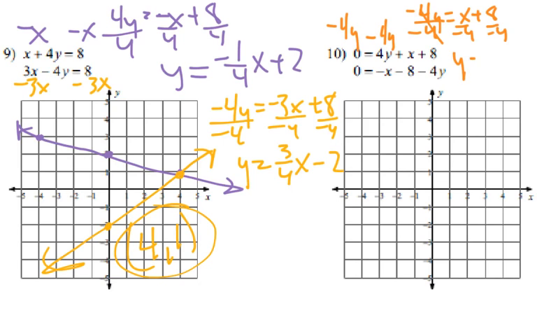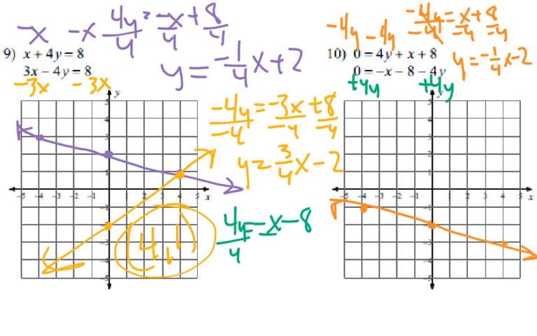We get y equals negative 1/4 x minus 2. So down to 2, down 1 to the right 4, or up 1 to the left 4. Draw your line. Then we do this next one, so I could add a 4y this time to both sides, giving us 4y equals negative x minus 8. Divide by 4. We get y equals negative 1/4 x minus 2.